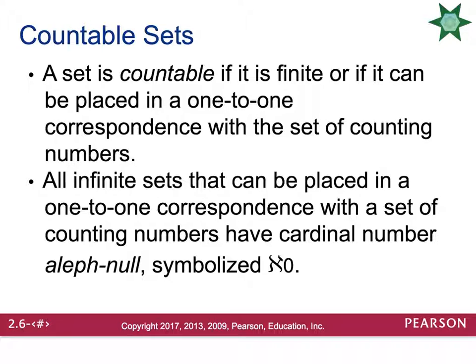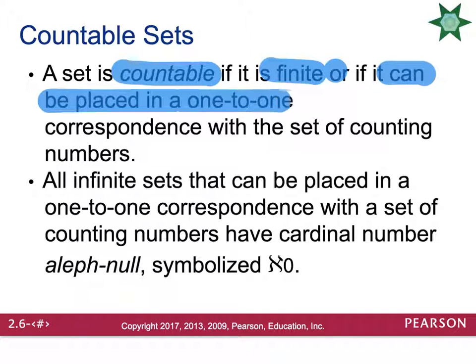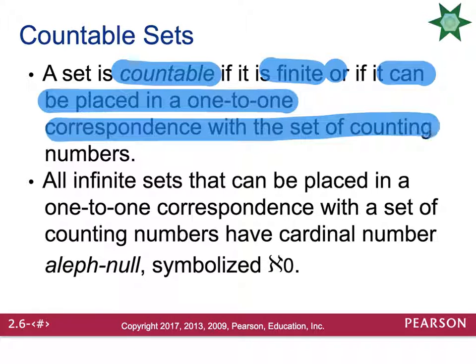This is a little bit more abstract concept, but we say a set is countable if it is finite or can be placed in a one-to-one correspondence with the set of counting numbers. If you can place any set, first of all, if it's finite, like 1, 2, 3, 4, 5, that's countable. But you can also use sets that can be placed in a one-to-one correspondence with the set of counting numbers.